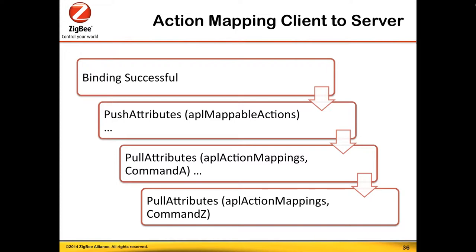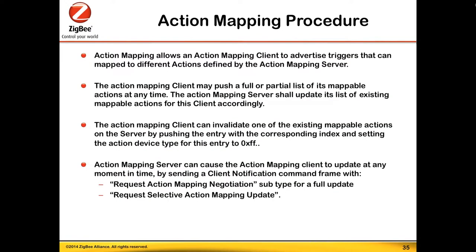Okay. So during the action mapping procedure, typically the verbs are from the client point of view to the server. First step, you push the mappable actions. These are all sets of attributes.